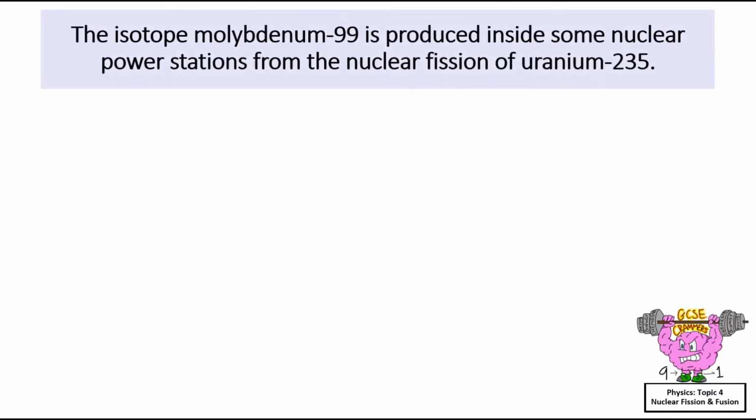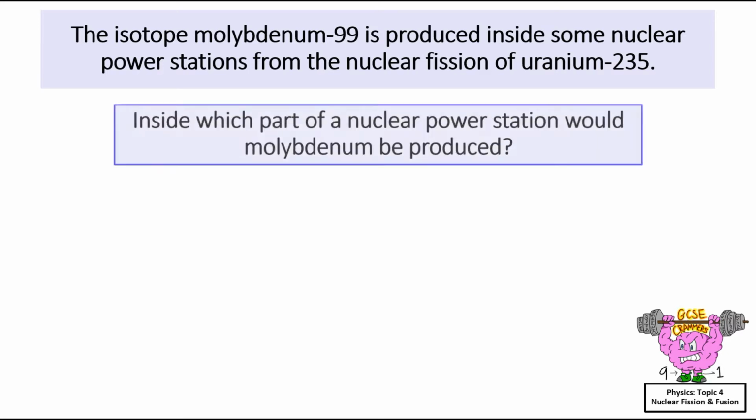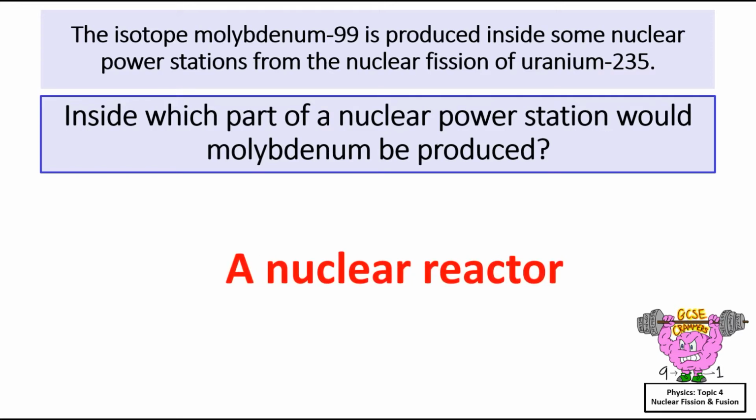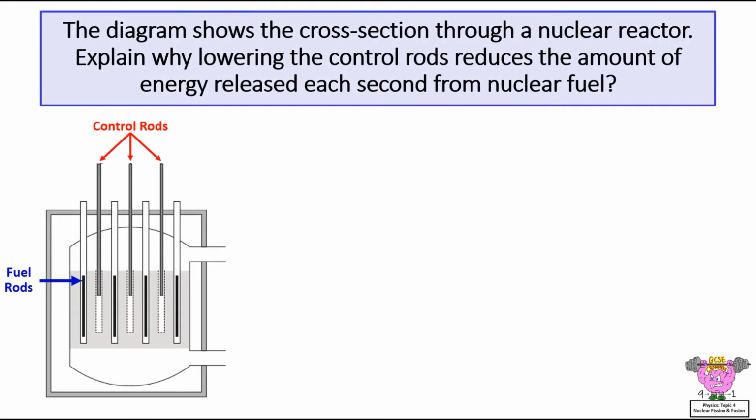The isotope molybdenum-99 is produced inside some nuclear power stations from the nuclear fission of uranium-235. Inside which part of a nuclear power station would molybdenum be produced? In the nuclear reactor.